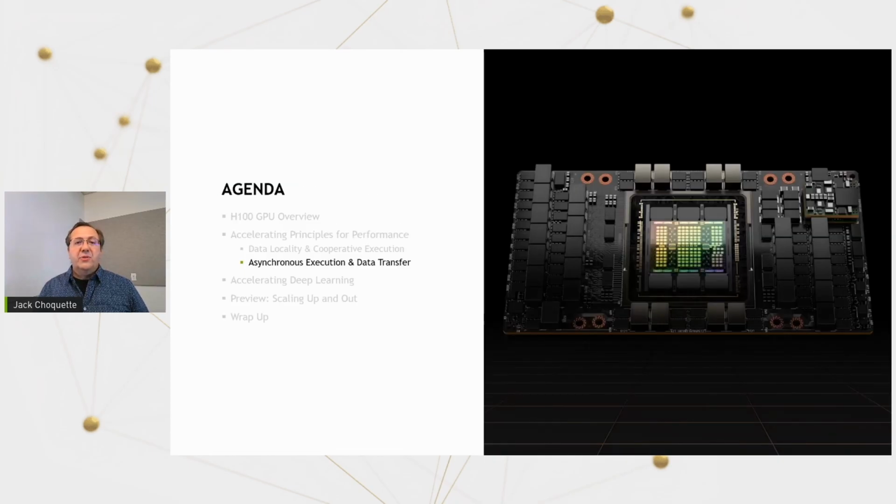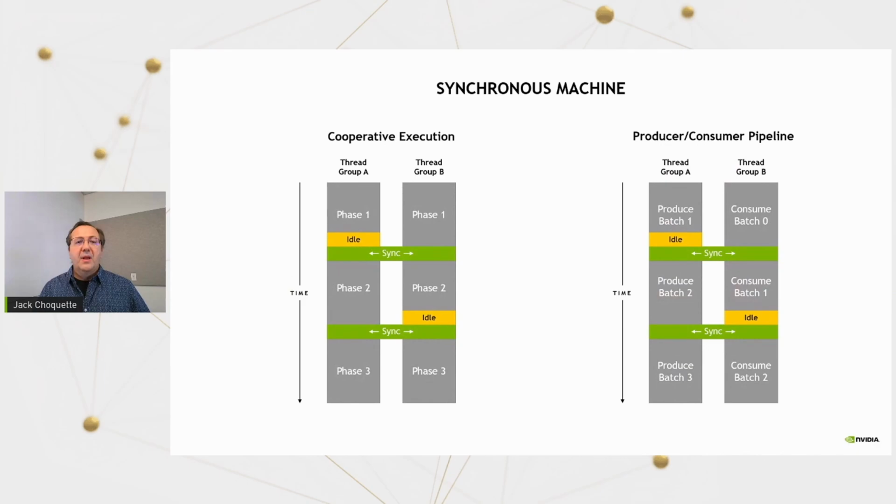Now let's look closer at the next core principle for performance, asynchronous execution and data transfer. Let's first review how things work in a synchronous machine design approach. When working on parallel computation, multiple threads will work together and perform that computation. One way to do this is threads can work cooperatively. This is where threads are doing the same computation but are working on different parts of the data. At each phase of the computation, the threads will synchronize to ensure the data they're working on is ready for the next phase of computation on the data.